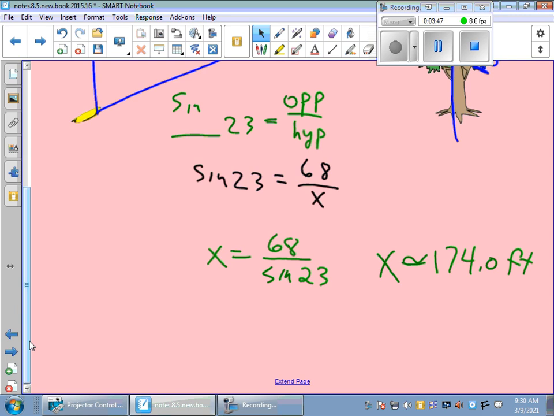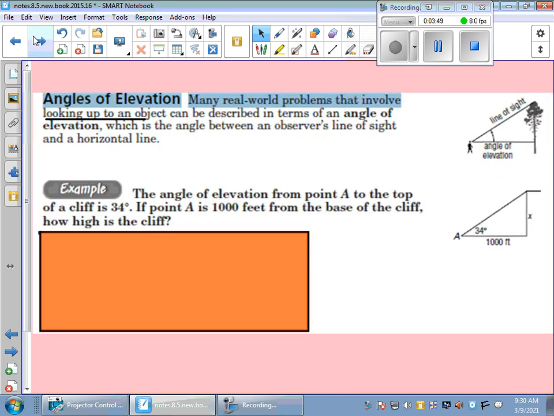So again, we're using angle of elevation, angle of depression, and our trig functions to get where we need to go. Next one. Angle of elevation from point A to the top of a cliff is 34. So again, angle of elevation. So your eyesight is here, straight. Angle of elevation is looking up. That's where you get the 34.